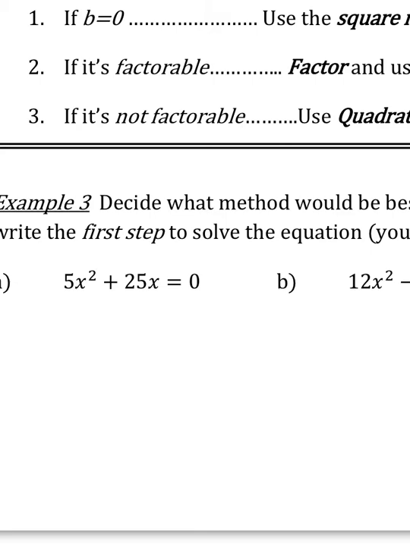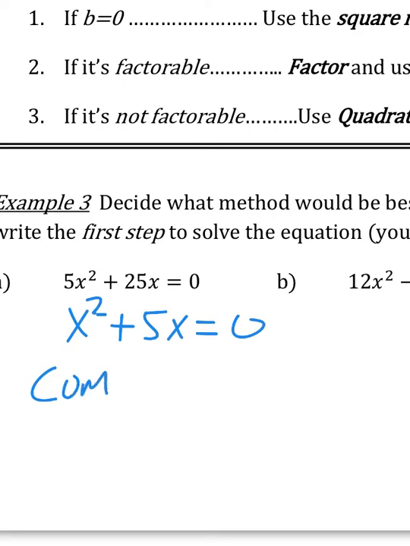What would you use for this first one? We're just going to think of a method. We could complete the square. Yeah, we could divide by 5 and then complete the square. That would work. The only problem is if I divide by 5, I'm going to get this, and when I complete the square, I've got to do 5 halves. So that'd be okay, but not our favorite.